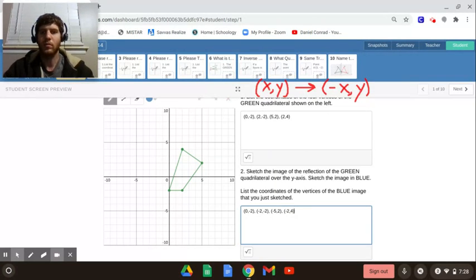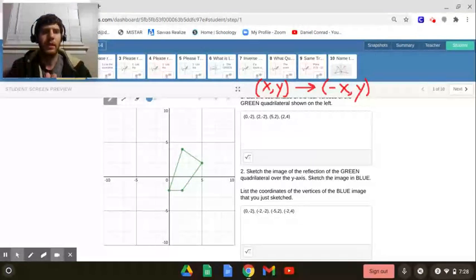Okay, so we can use the rule. The other way we can do this is we can count on the graph. So 0, -2 is on the y-axis. When you reflect it across, it's going to stay the same because it's on the line of reflection. You can imagine folding a piece of paper. If a point is on the crease that you're folding across, the point on the crease isn't going to move. So 0, -2 stays the same.